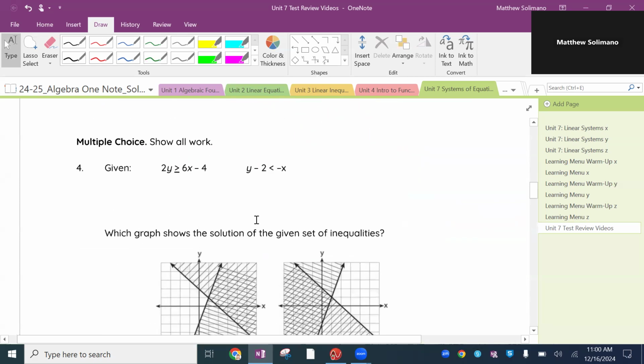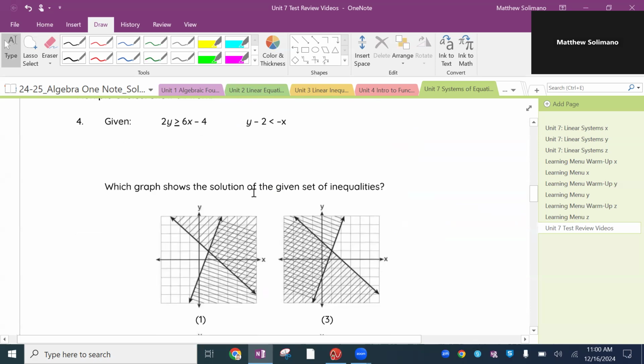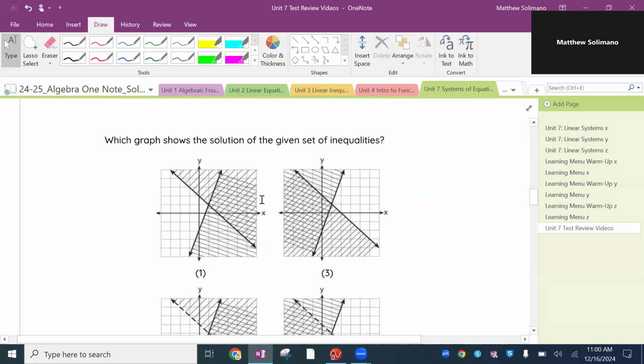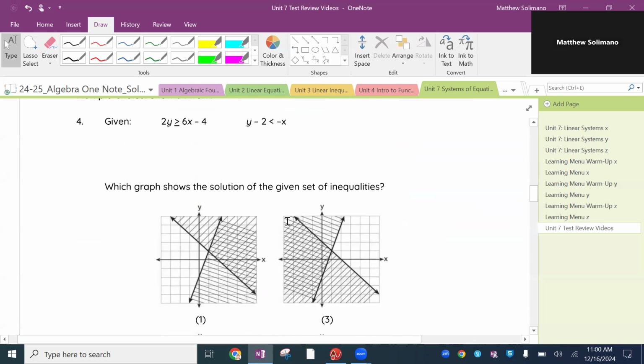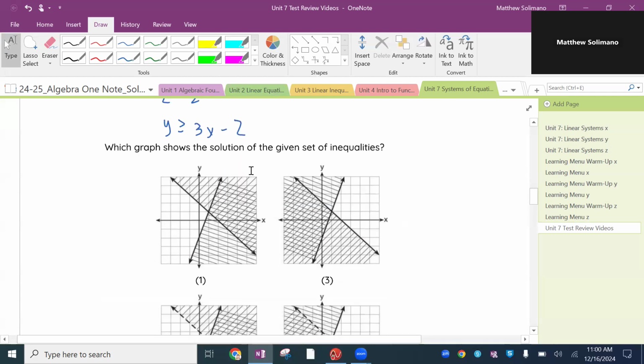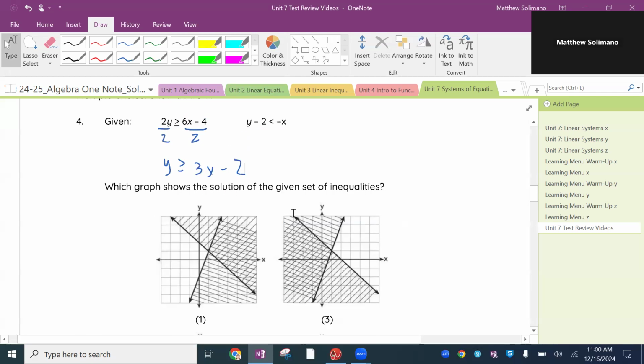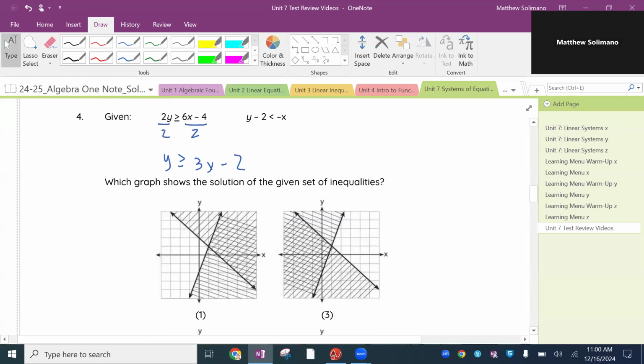All right, so looking at number 4, we got a solution of a system of inequalities. One thing that's always helpful when looking at inequalities or any graph, we want to get y by itself. So first thing I'm going to do is divide this equation both sides by 2. So we get y is greater than or equal to 6 divided by 2 is 3x, -4 divided by 2 is -2. So I need y greater than -2. So I'm going to look for y-intercepts at -2. There's one. That's got a y-intercept of -2.